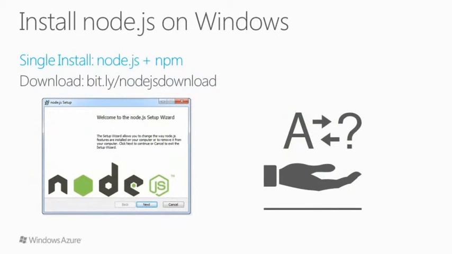There are several ways to install Node.js on Windows. The most basic is to download and run the Node installer from nodejs.org.